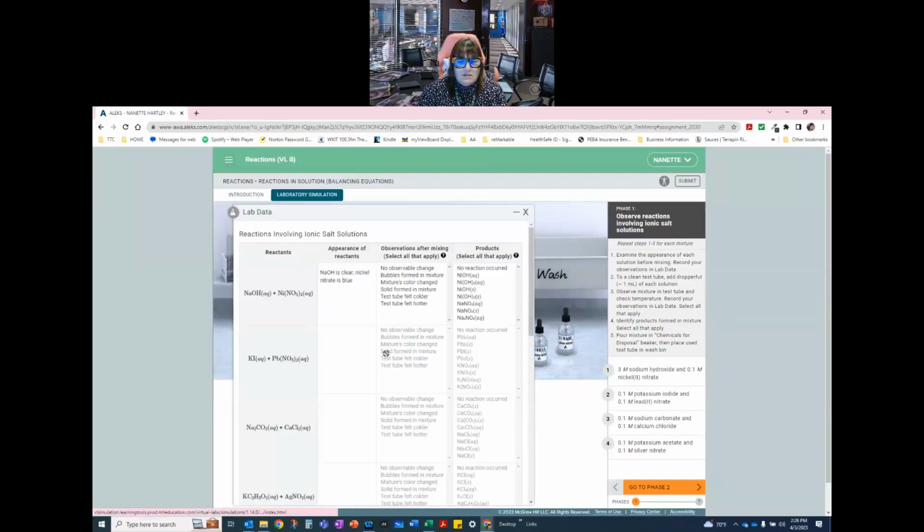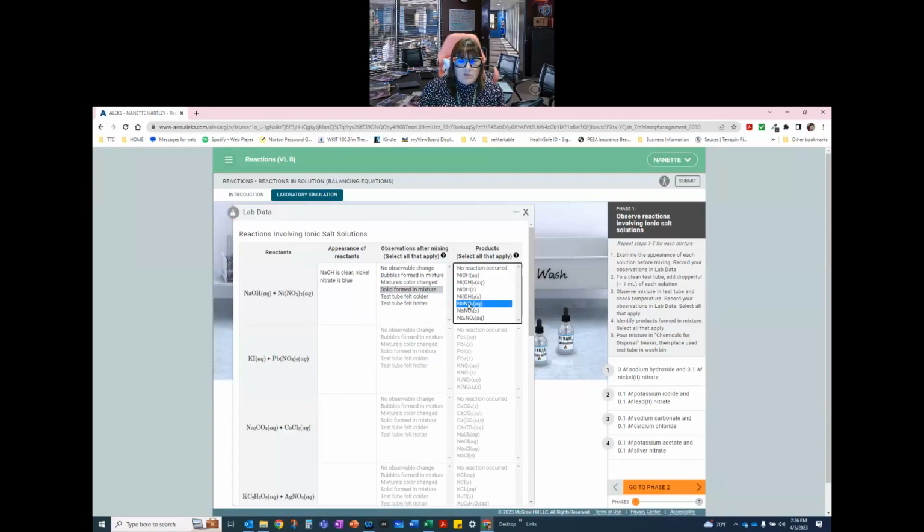Solid formed in the mixture. Didn't feel cold, didn't feel hot, no color change, no bubbles. So select the products. And remember, this is a double displacement reaction. So I would expect that Na would end up with NO3. Since Na is positive and NO3 is negative, I would expect that to be NaNO3. Okay, but NaNO3 is not a solid. So I would not be choosing this one right here, I'd be choosing this one.